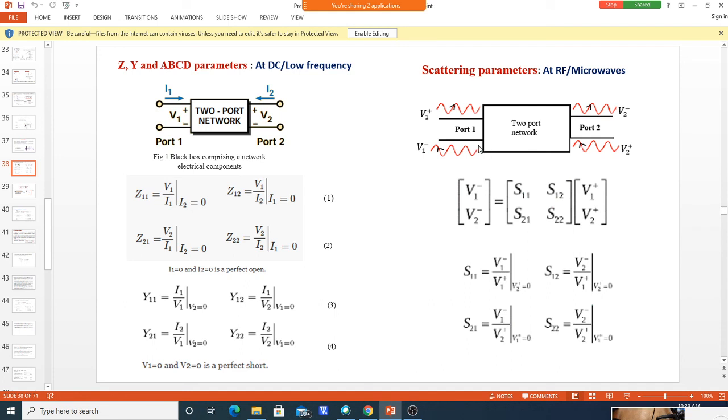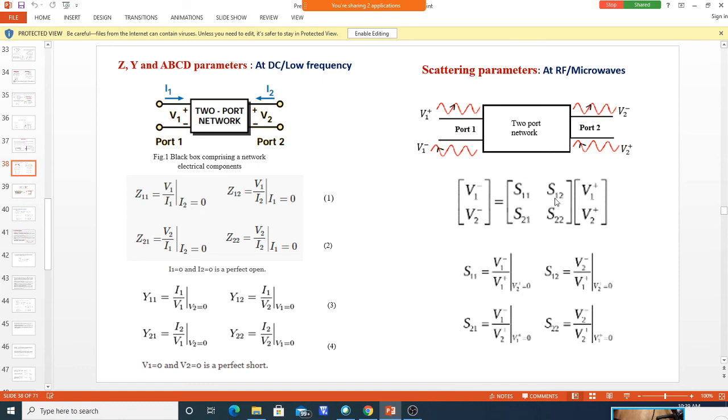So at high frequency we do not measure voltage simply like this. An input signal wave is entering and an output wave is going out. We are considering the waves at RF and microwave frequencies because the circuit length is comparable with the wavelength. That's why we have to treat it like this, at RF and microwave frequency.